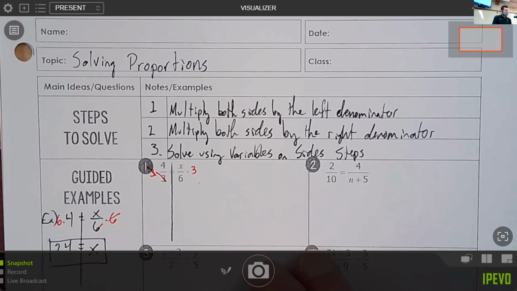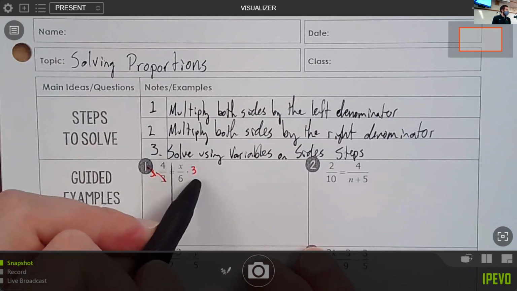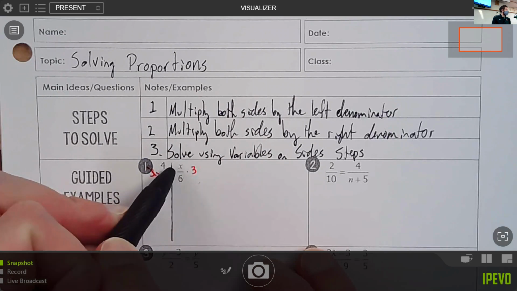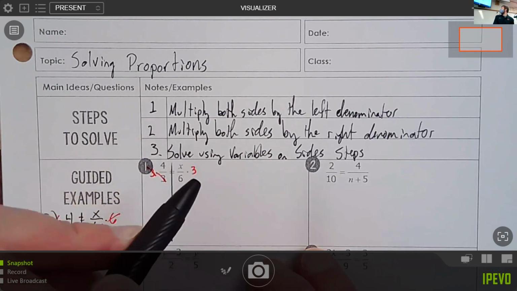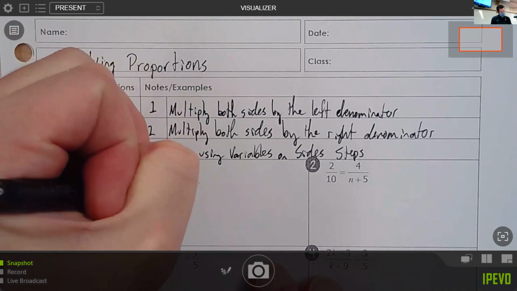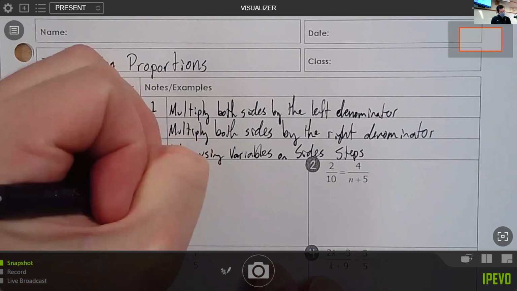On the right-hand side, we're going to take our whole number 3, and we're just going to multiply it by the numerator. Because when you multiply a whole number by a fraction, it only gets multiplied by the numerator. So we're going to have 4 is equal to 3x over 6.